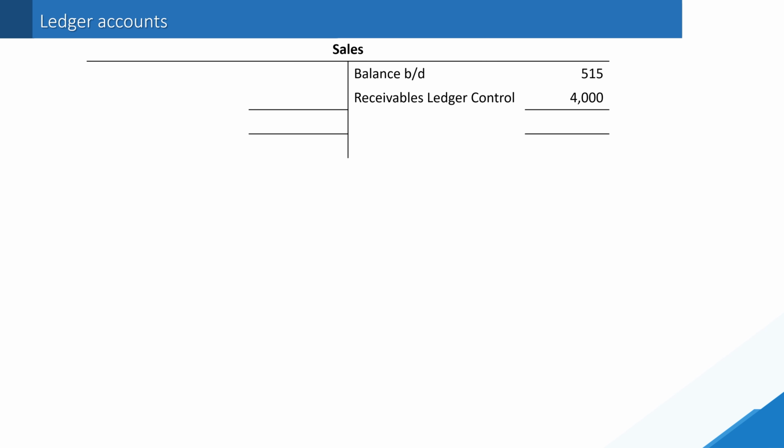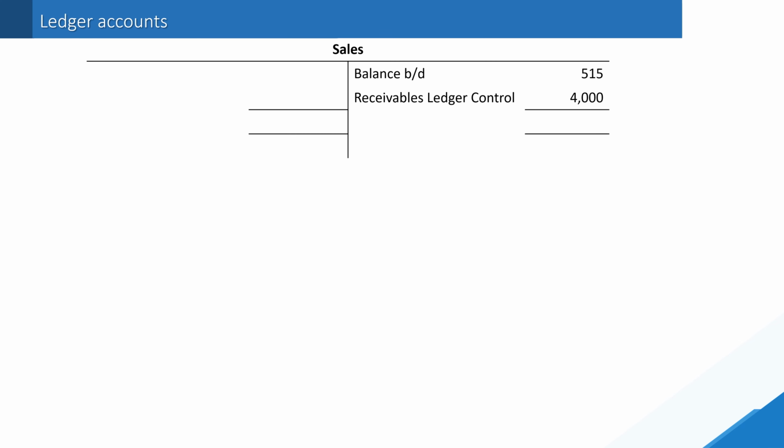The sales account recognises the revenue that the business has generated from selling their products. We started the period with a balance brought down of £515, and during the period we made credit sales of £4,000, detailing the net value in the sales account.